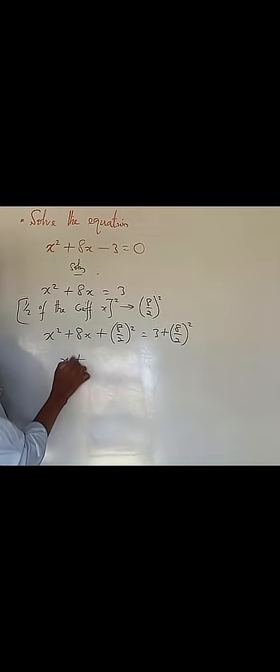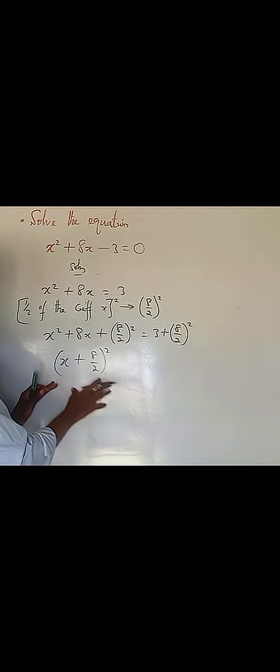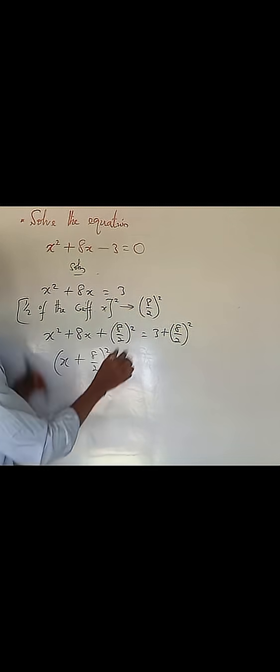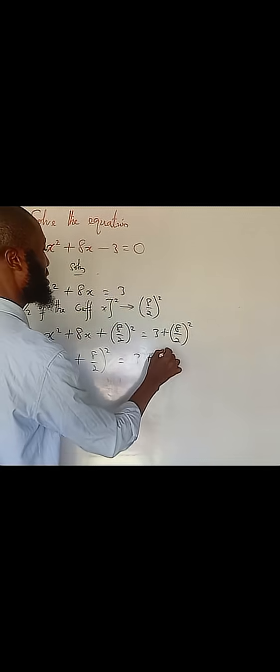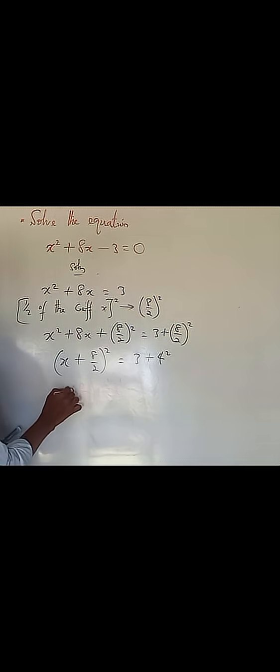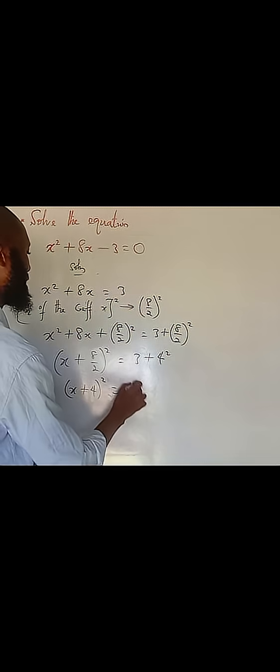You now take those as a square. So we now have x plus what? 8 over 2 squared. This one is now a perfect square. When you expand this expression, you get back this one. Do that and convert. The right side becomes 3 plus, this is 4, 4 squared is 16, right? So it becomes 16 plus 3, that's 19.